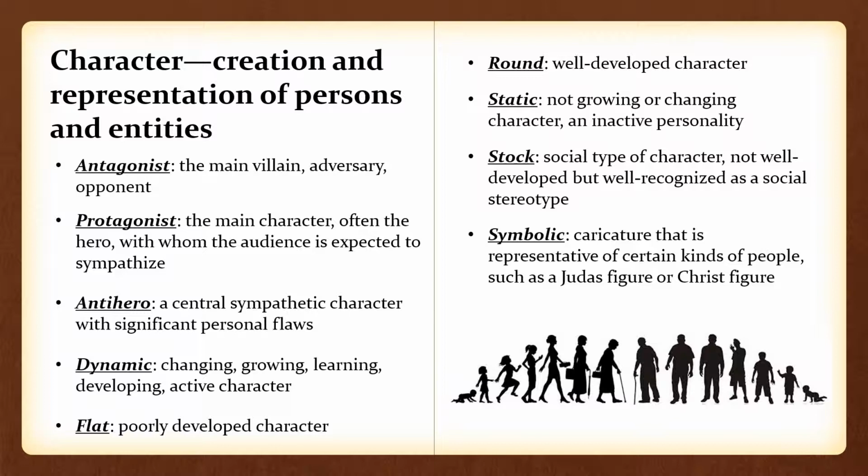One category of formal features is that of character, the creation and representation of persons and entities. So when performing a literary analysis of a text, readers should observe the following aspects of character in the text: who the antagonist, protagonist, and anti-hero are, whether or not the characterization is dynamic, flat, round, static, stock, or symbolic.